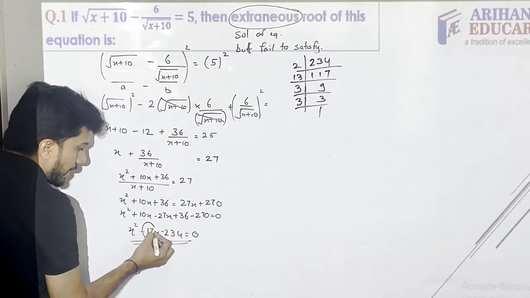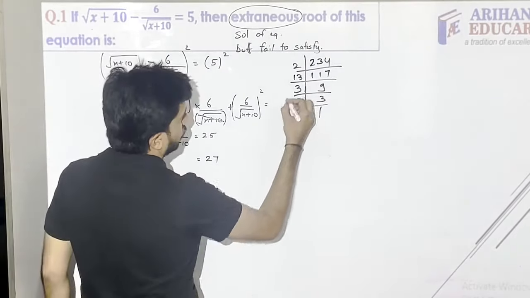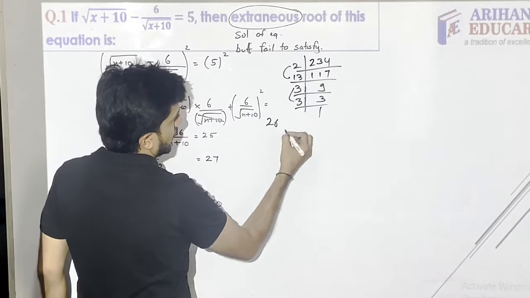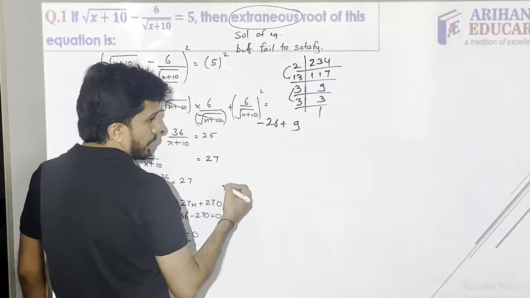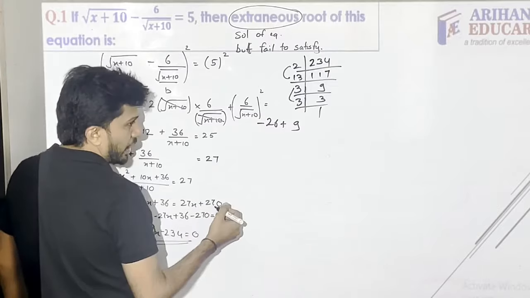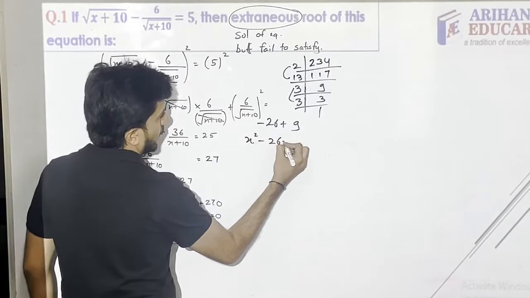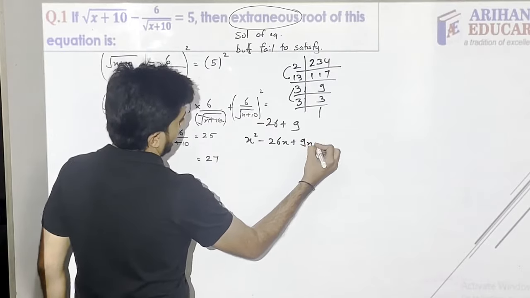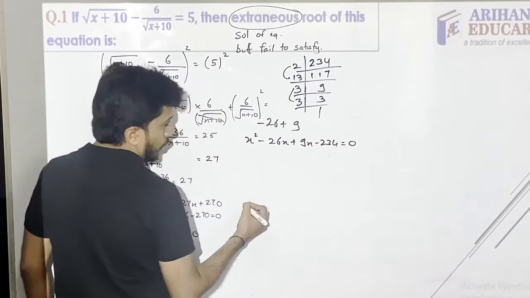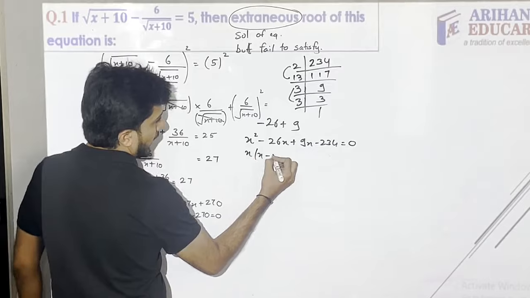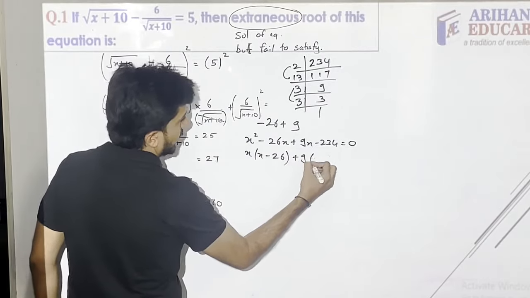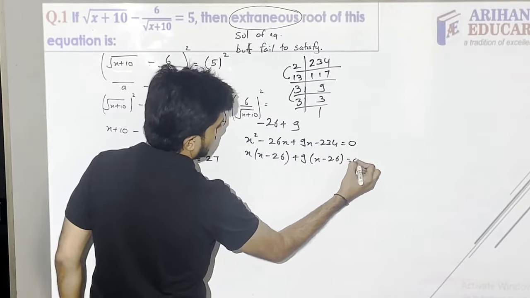Now I need minus 17. So I can try 26 and 9. Minus 26 plus 9 will give me minus 17. So my roots are over here. Now let's take it further. So I have x squared minus 26x plus 9x minus 234 is 0. So over here x is common. x into x minus 26 plus 9 into x minus 26 is 0.